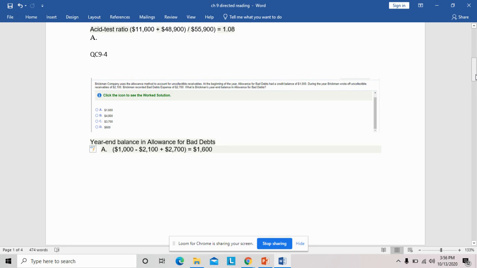To find the year-end allowance of bad debts, I first need to take the current credit balance of $1,000, subtract that by the amount of $2,100, which is the written off uncollectible receivables. Then I will add the bad debt expense of $2,700. The addition and subtraction of these numbers gives me a result of $1,600. Therefore, Brickman's year-end balance in allowance for bad debts is $1,600 for choice A.